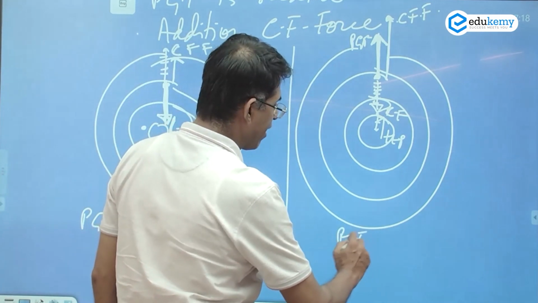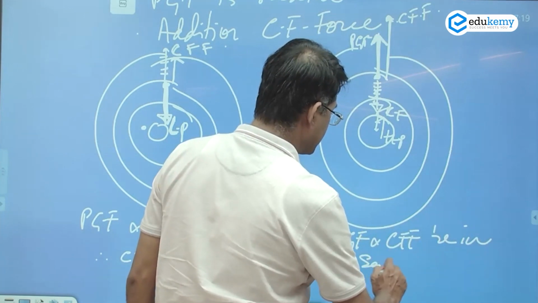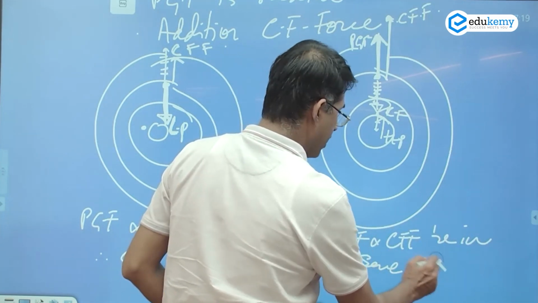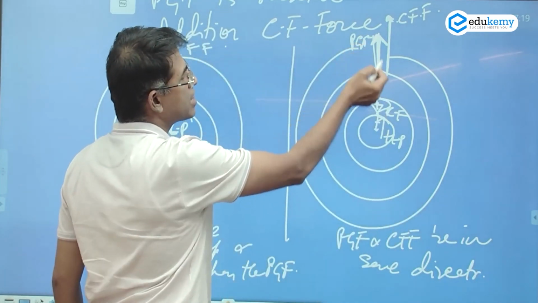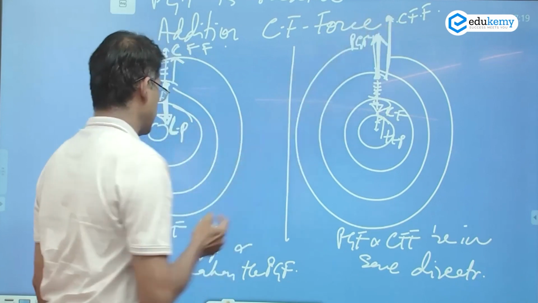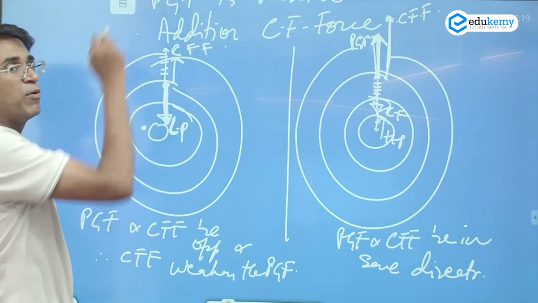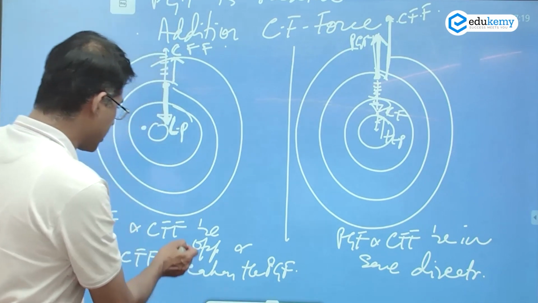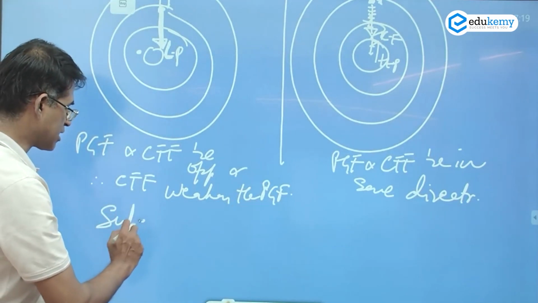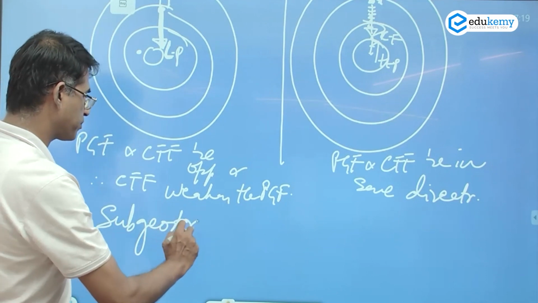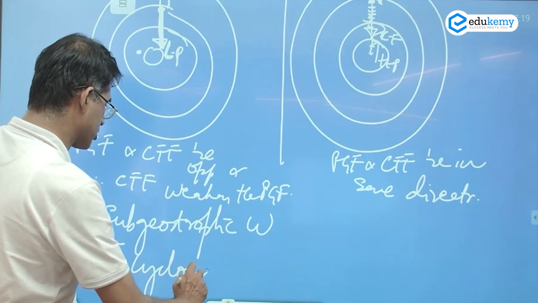In this other case, the PGF and the centrifugal force are in the same direction. So PGF is like this, the centrifugal force also like this. Here the PGF is like this, and the centrifugal force is in the opposite direction. So when the PGF is weakened, we have what's called a subgeostrophic wind. This happens in the cyclones.